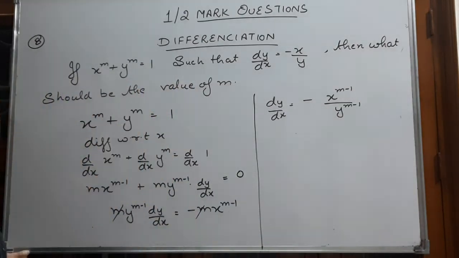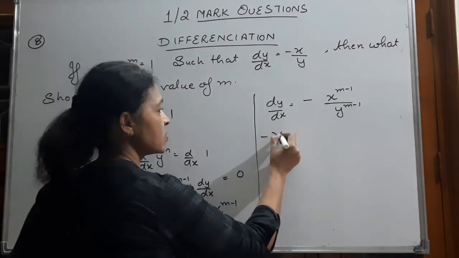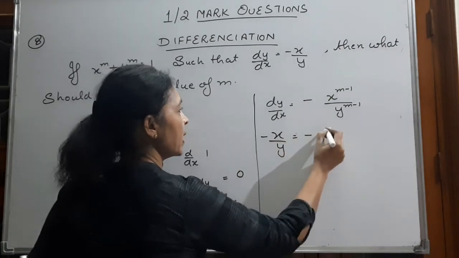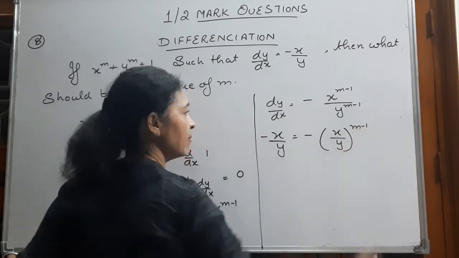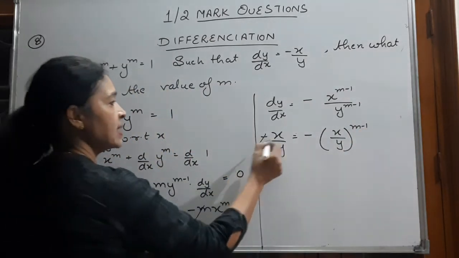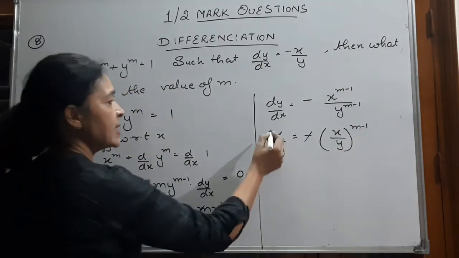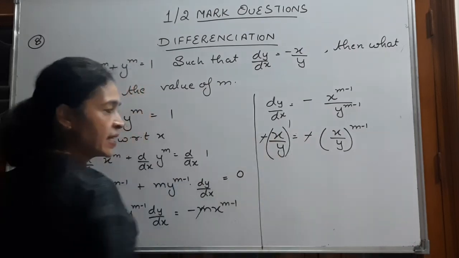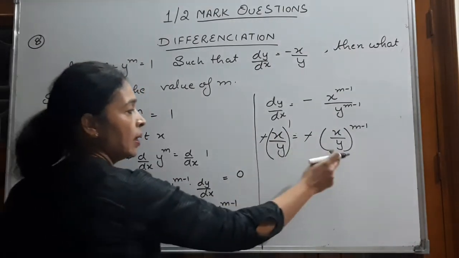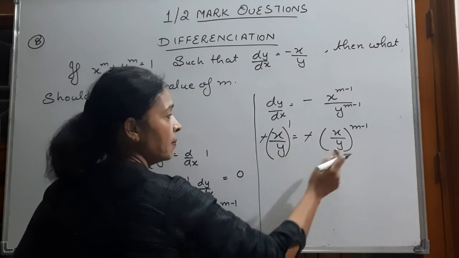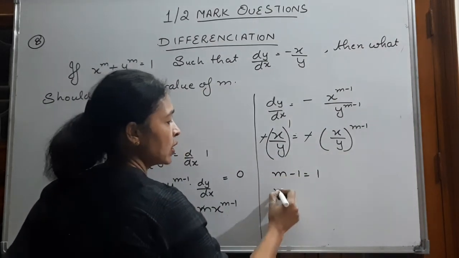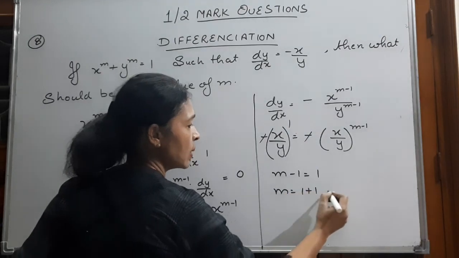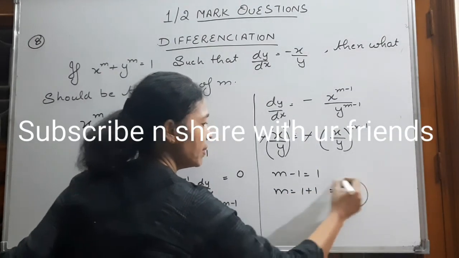The value of dy by dx is given as minus x upon y, equals minus, we can write it as x upon y, both to the power m minus 1. Minus and minus get cancelled. This x upon y can be written as x upon y to the power 1. Now on equating the base, what will we get? m minus 1 is equal to 1. What is the value of m? 1 plus 1, that is, the value of m is 2.